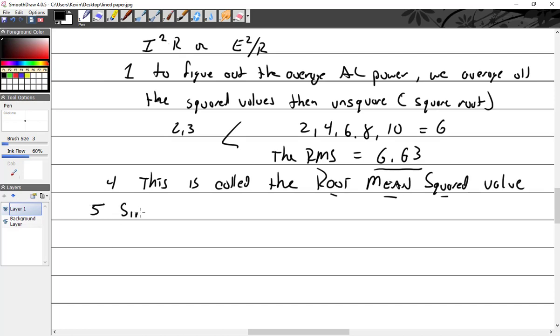Since this is not practical to actually add up all of the instantaneous values, because you need quite a few points, we use the following formulas.